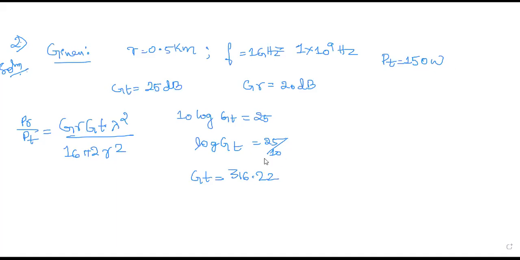Similarly, do it for the receiving antenna gain. So this will be 10 log of GR is equal to 20. So log GR will be 20 by 10, which is 2. Take the anti-log of 2. This will be 100. Anti-log of 2 will be 100.